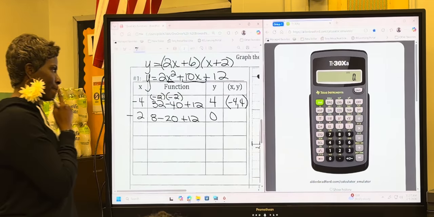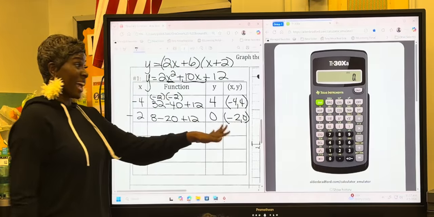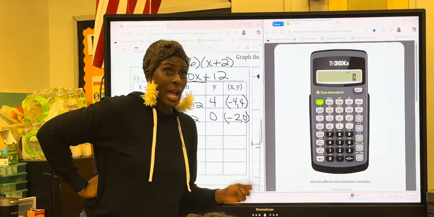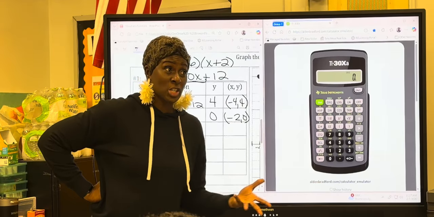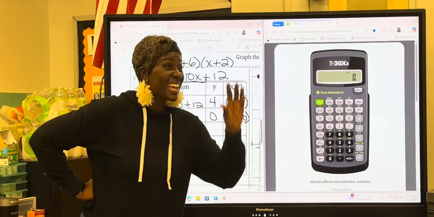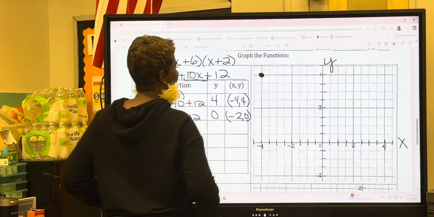What's that ordered pair? Negative 2, what? Now I want you to look at that for a minute. Because what is the y on that? 0. And when the y is 0, that means we've just found a what? A solution. We've just found an x-intercept. Are you guys with me? Let's plot that point. Negative 2, 0.